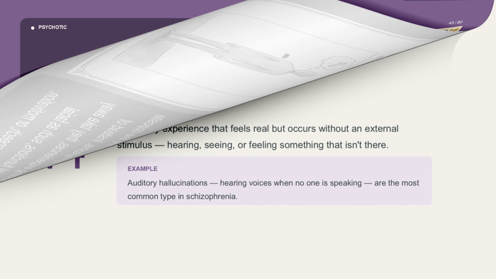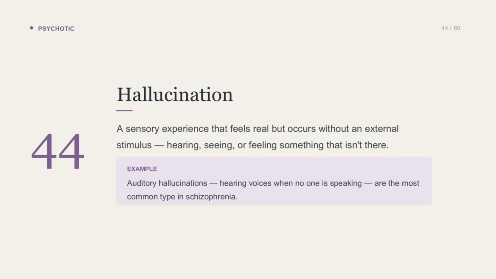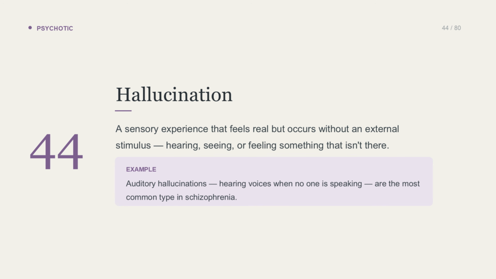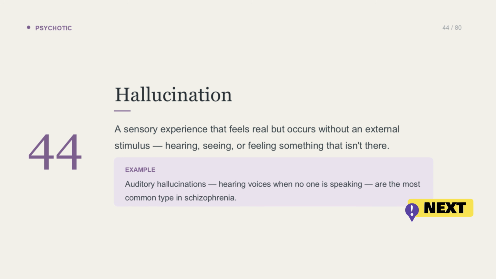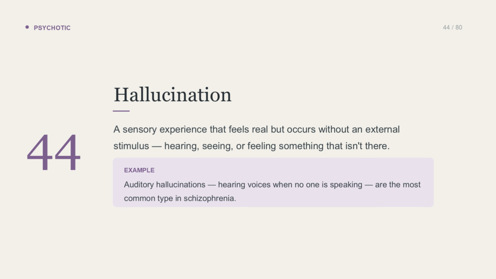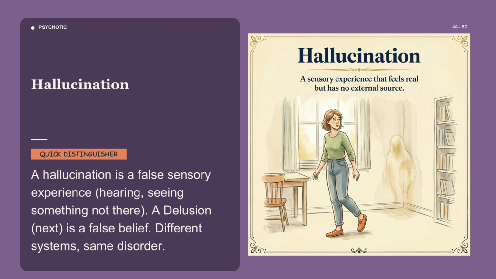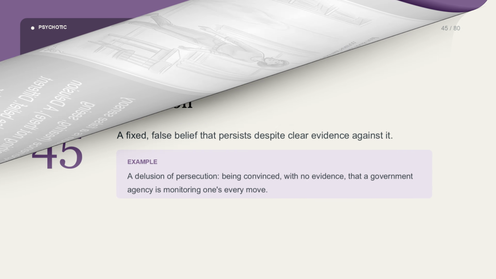44. Hallucination. A hallucination is a sensory experience that feels real, but occurs without an external stimulus, such as hearing, seeing, or feeling something that isn't there. For example, auditory hallucinations, hearing voices when no one is speaking, are the most common type in schizophrenia.